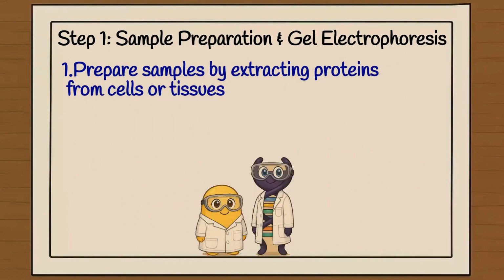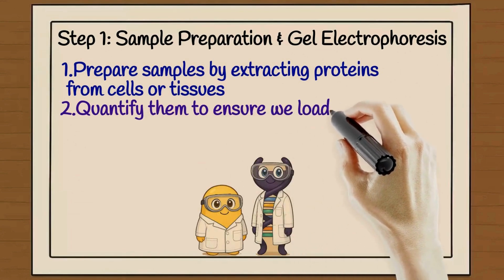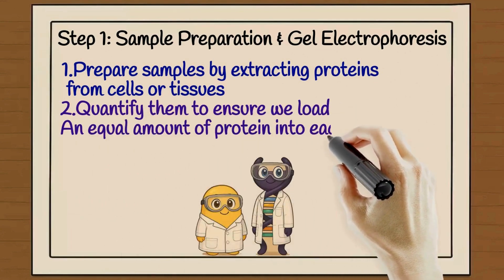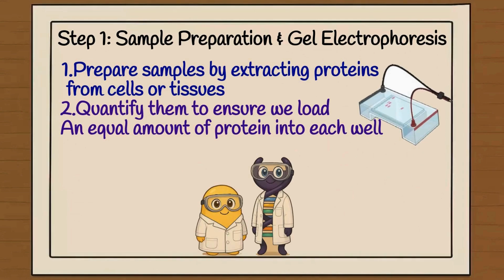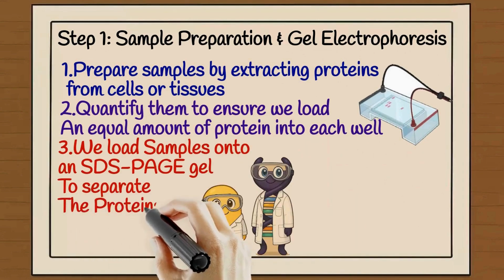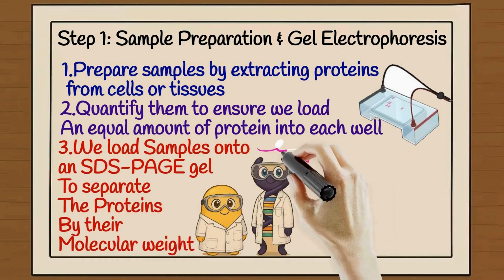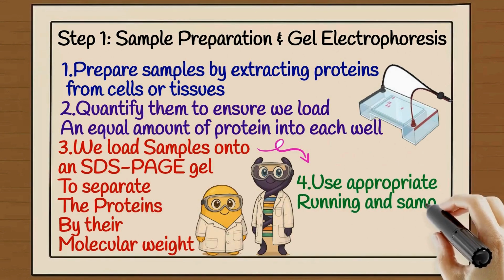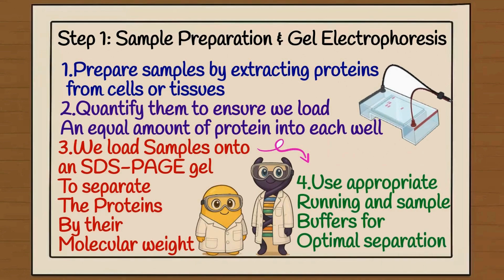First, we prepare our samples by extracting proteins from cells or tissues. Then we quantify them to ensure we load an equal amount of protein into each well. Next, we load these samples onto an SDS-PAGE gel to separate the proteins by their molecular weight. We also use appropriate running and sample buffers for optimal separation.